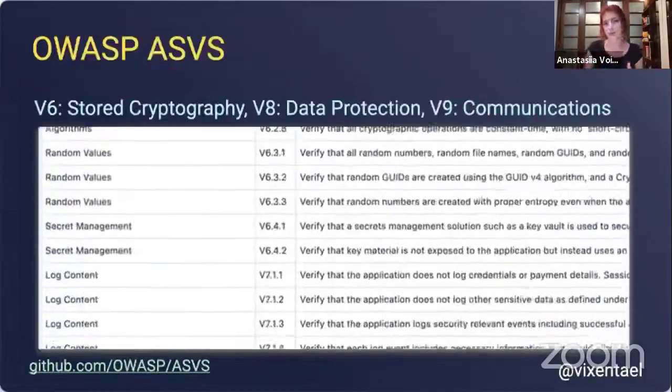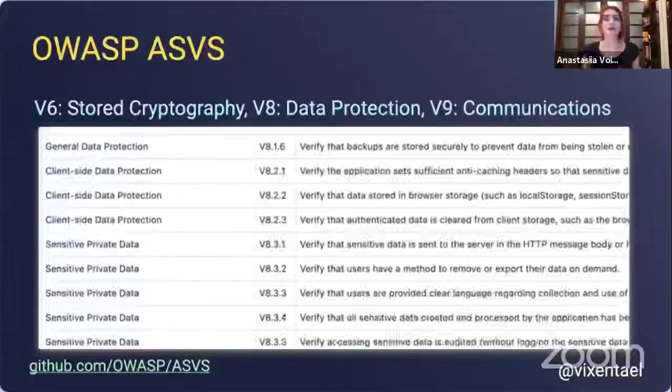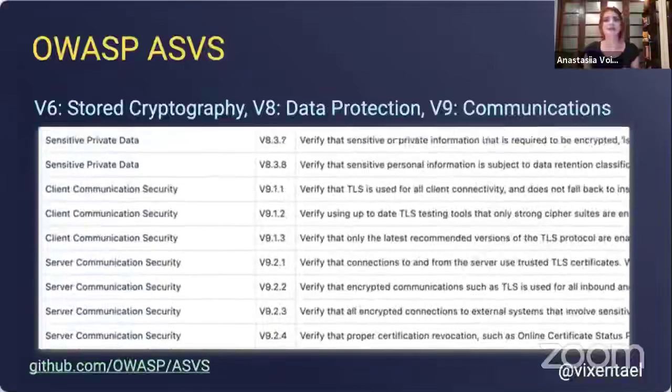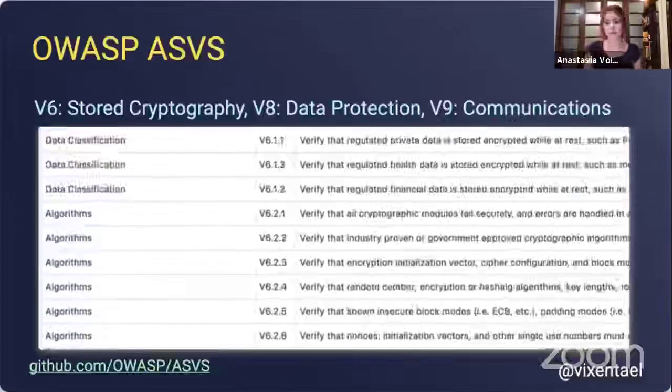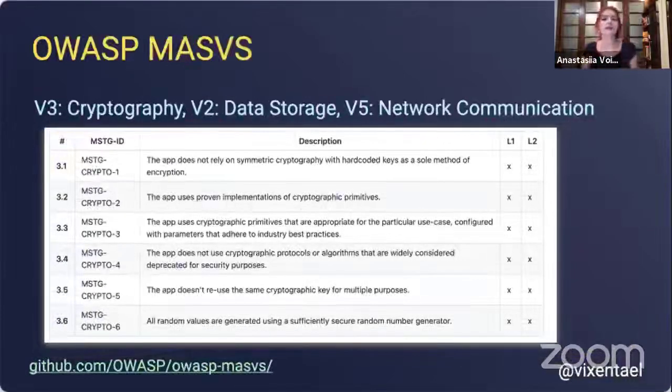And let's continue with OWASP. You can find a lot of cryptography-related and data security-related requirements in OWASP ASVS, which are placed mostly in chapters 6, 8, and 9. A lot of them. And you can find some of them in OWASP MASVS, the mobile application security verification standard. They are placed in chapters 2, 3, and 5. On the screenshot you can see chapter 3 with MSTG-CRYPTO. And as I know, MASVS and MSTG are being refactored right now, so maybe in the future we will see even more requirements regarding data security.